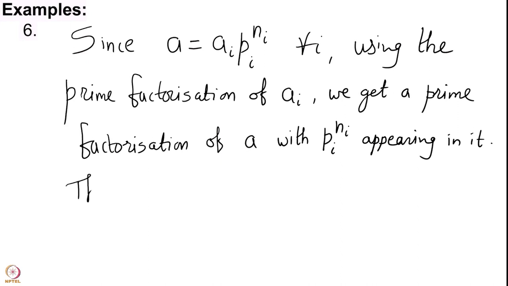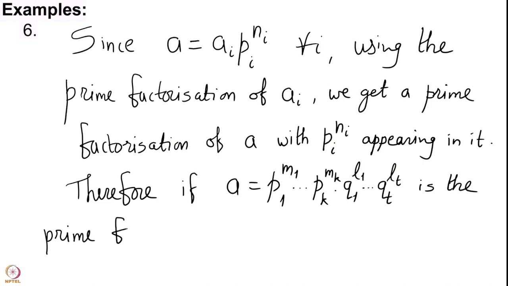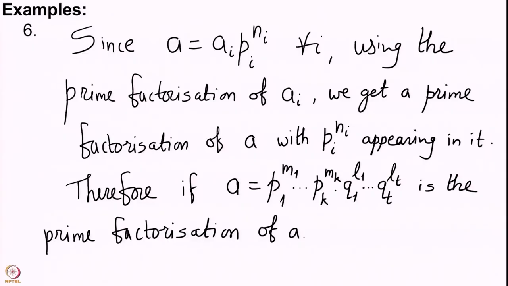So, therefore, if a equal to p1 power m1 up to pk power mk, q1 power l1 up to qt power lt is the prime factorization of a, what we are doing here is considering the prime factorization of a into a product. We are factoring a into a product of primes and collecting all primes which are the same together, so we can put them in the power of p1. So, these p1, p2, pk power m1, m2, mk, these mi can be 0 to begin with. We will assume if some pi does not appear in the prime factorization of a, let that be 0.